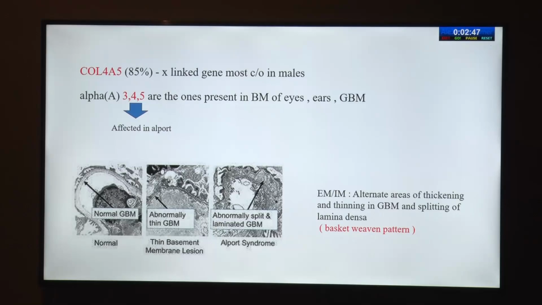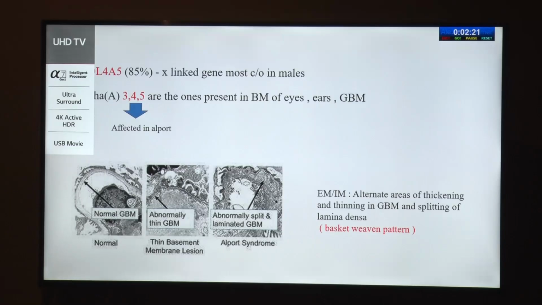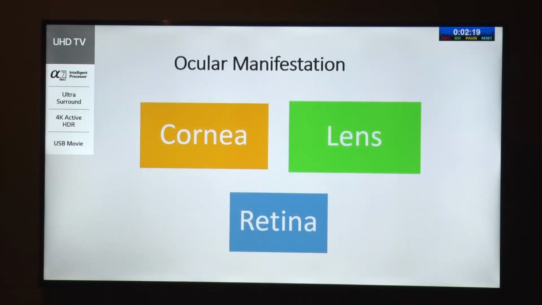The main gene affected is the COL4A5 gene, which is X-linked, most commonly seen in males, and all the females are carriers. Alpha 3, 4, and 5 genes are affected, which are all present in the basement membrane of the eyes, ears, and the GBM. In electron microscopy, we will see alternate areas of thickening and thinning of the GBM and splitting of the lamina densa, which gives the basket weaving pattern.